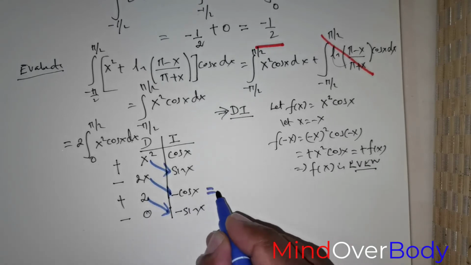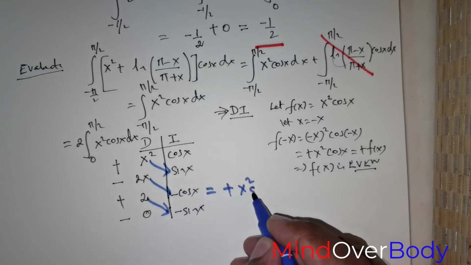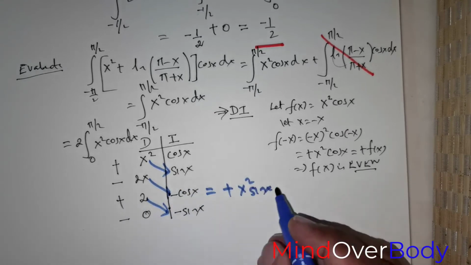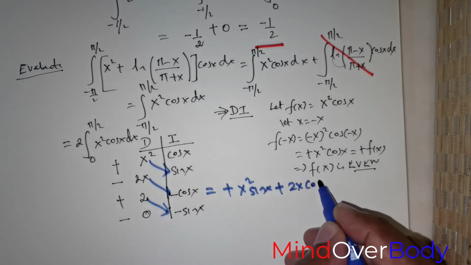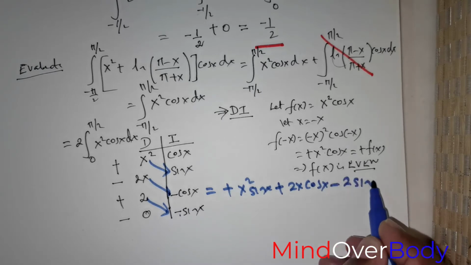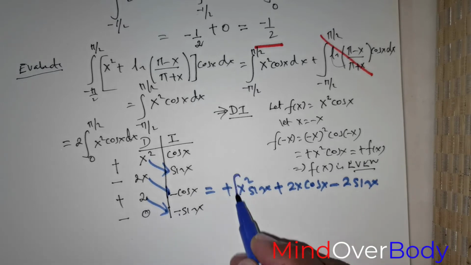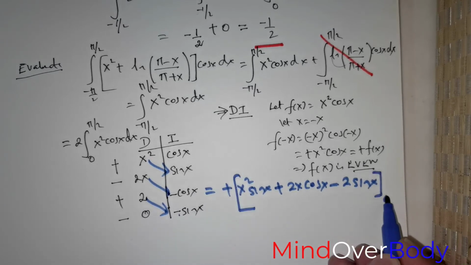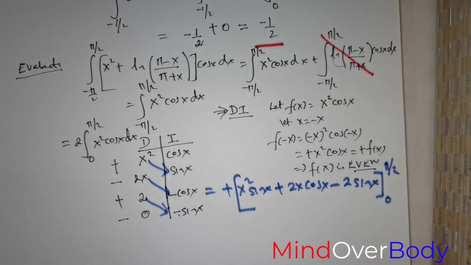So this is equal to positive x squared times sin x, negative 2x times cos x, positive 2 times negative sin x, because of the presence of the positive sign, positive times negative will give me negative. The limits are actually from 0 to pi over 2, so we need to place those limits.